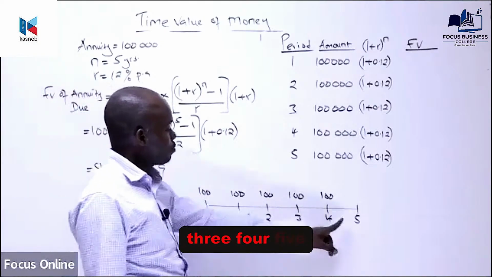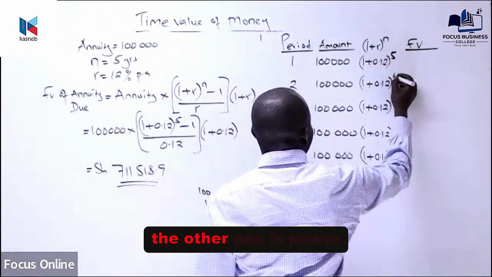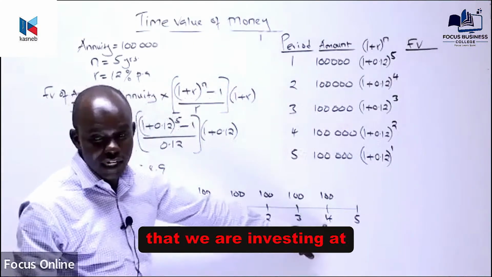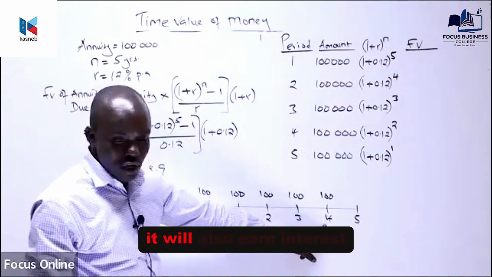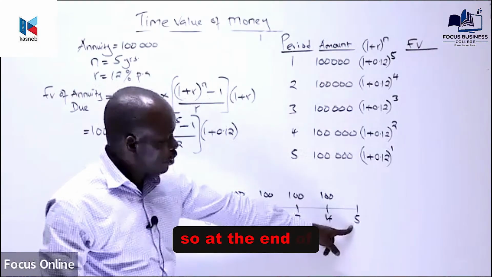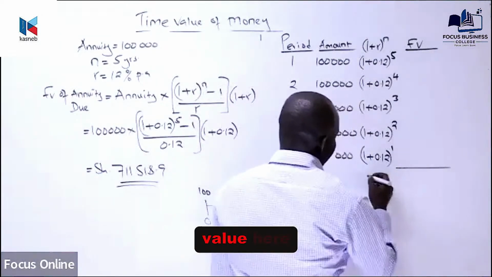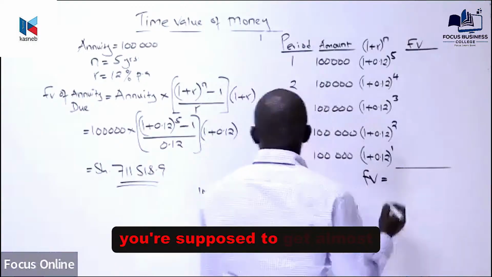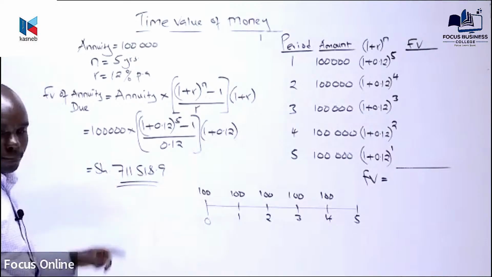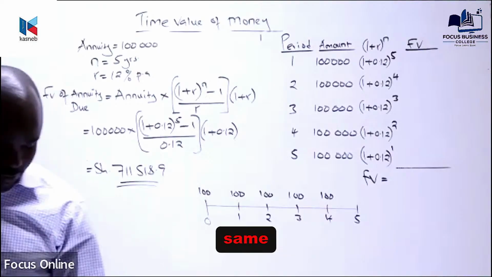1, 2, 3, 4, 5. So you say power 5. The other one is power 4, power 3, power 2, and power 1. The last one that we are investing at the beginning of year 5, it will also earn interest during year 5. So at the end of year 5, it will have earned once. That is why we are saying power 1. If you do the future value here, you're supposed to get almost the same answer as what you're getting here. So just check whether you're getting the same.